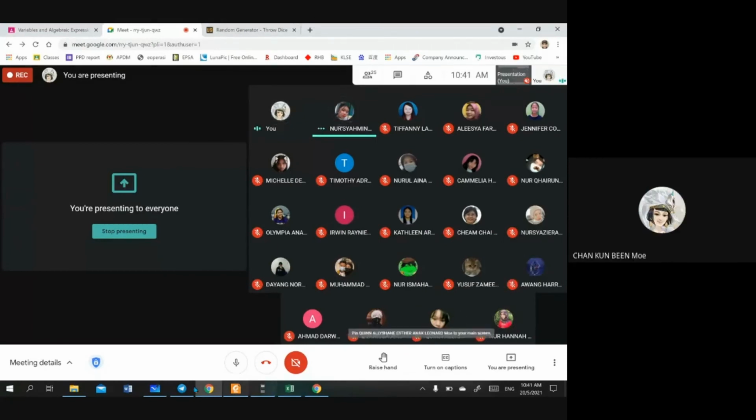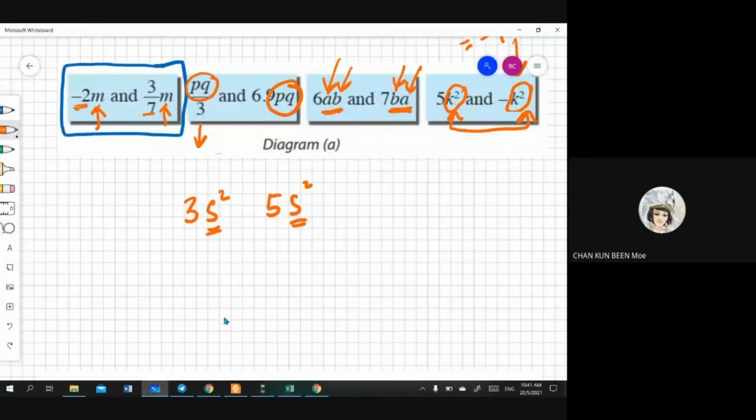Okay, Shamina, go back to you. It's good to hear you. Negative 7r squared and 8r squared. Yes, very good, Shamina. You got it. Thank you. So hopefully the rest know what like terms are, because you will have an exercise after this.